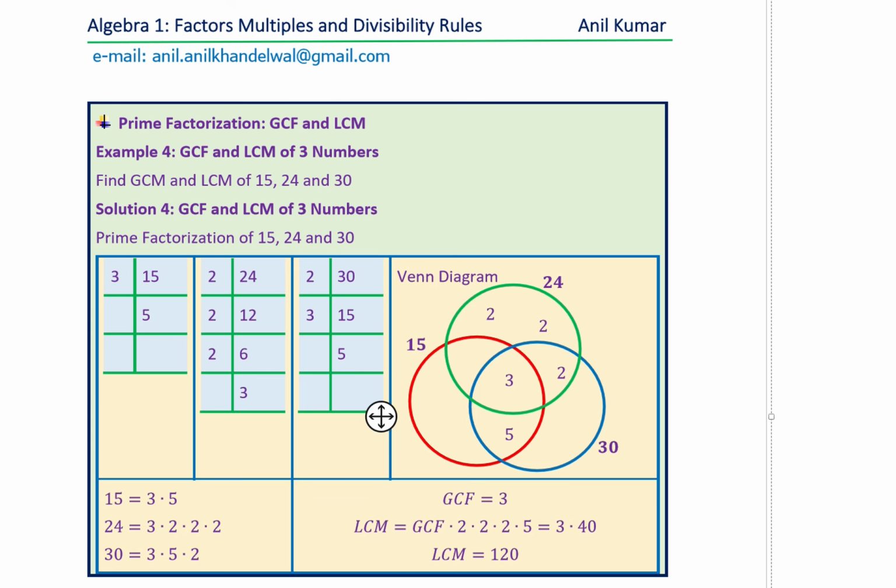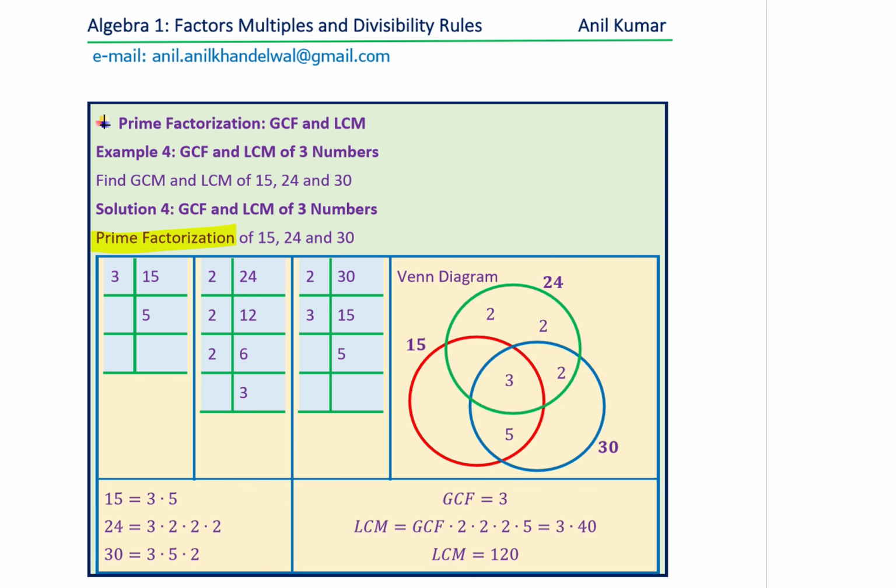Now here is the next example, and this time we're looking into three numbers, a Venn diagram with three numbers, and with that, we'll see how we find LCM and GCF. Very efficient way of finding. So we're combining prime factorization and the skills for Venn diagram in this particular case.